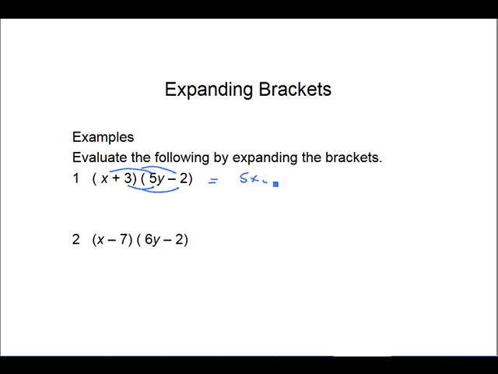So it'd be x times 5y, and then it's x times -2, and then it's 3 times 5y, and it's 3 times -2. Once again, put the arrows in. Now be careful here, remember that negative sign belongs to the 2 and the negative sign belongs to the 7. So it'd be -7 times -2 at the end. So it makes positive. Be careful with the negatives.